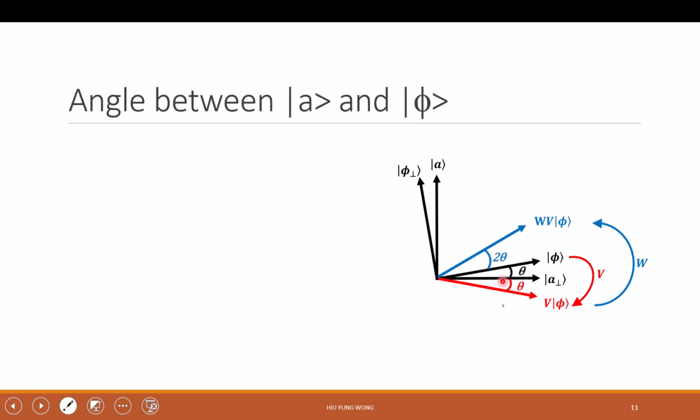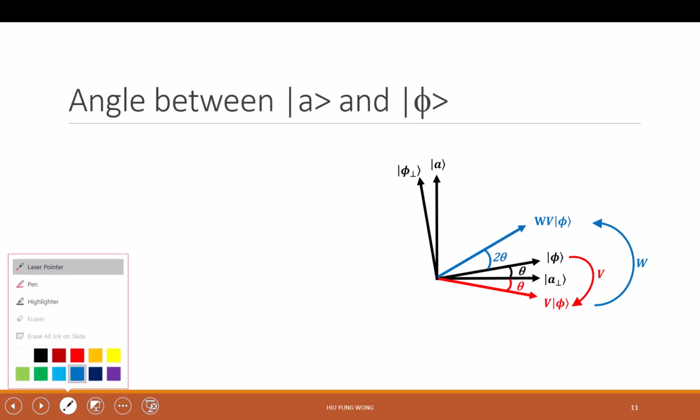And based on this, now we want to go deeper to find what is the angle between A and phi. This will help us because if I start with phi, flip it, then it will come here. Flip it again, you go to the top. Flip again, you go to the bottom. Flip again, go to the top. Flip again, go to the bottom. Eventually, I go to A. So my goal is, well, how small is this theta?